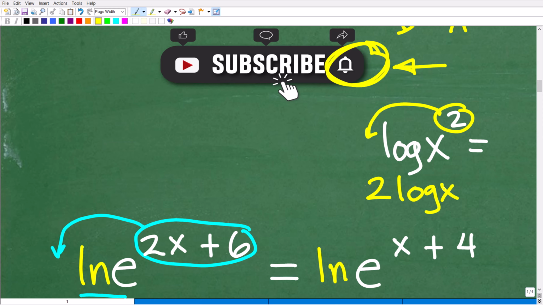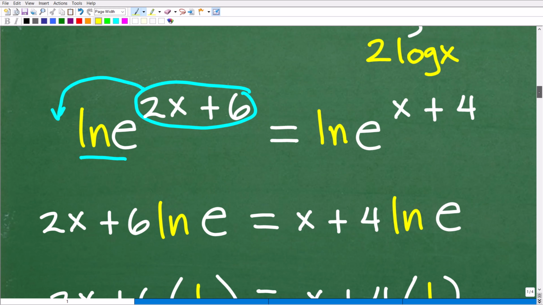This is a very important property. Matter of fact, all the properties when you're dealing with logarithms are important. So there's a lot you need to learn here. Not difficult, but again, stuff that you absolutely need to know.